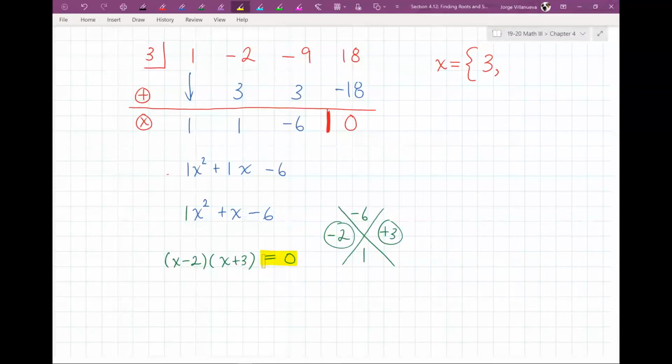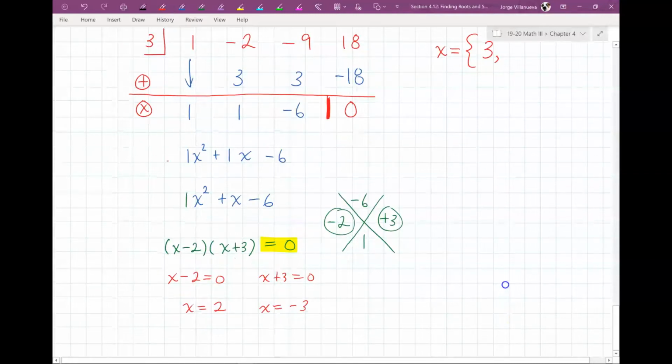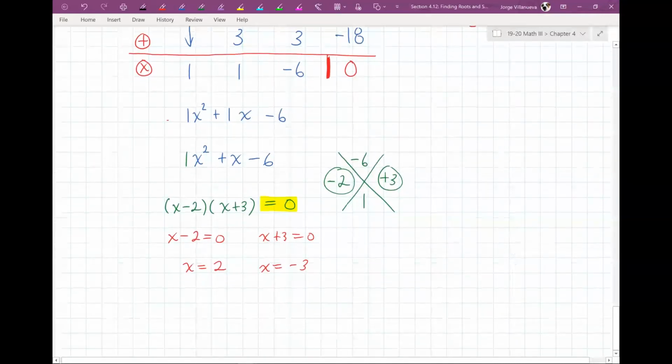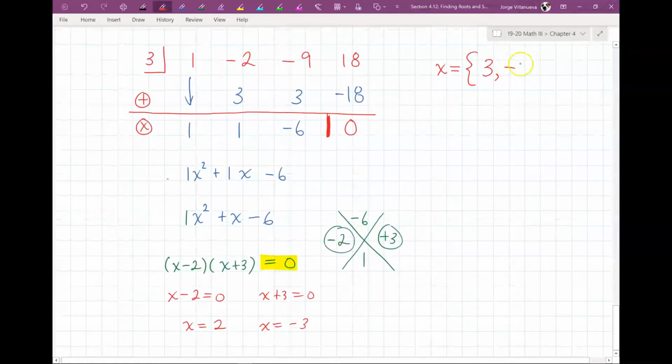So if I solve for x minus 2 equal to 0 and x plus 3 equal to 0, I get x equal to 2 and x equal to negative 3. So those are my two other answers. Okay, I already had an answer of 3, but now I know my other answers are negative 3 and 2. So I'm just going to come back up here. Go to negative 3, 2, and that's my solution to this problem.